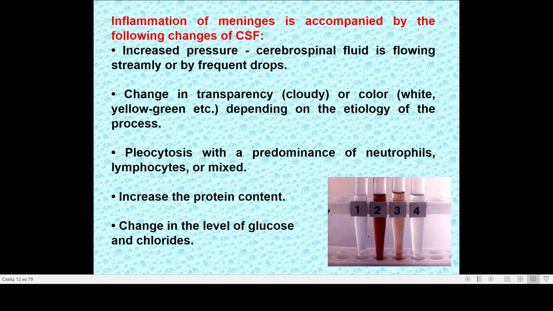Next, what is necessary to check? The level of proteins and chlorides. The level of proteins and chlorides gives you the answer whether inflammation is present or absent. And the last position, analysis of the cells that prevail in cerebrospinal fluid. This order of checking for cerebrospinal fluid analysis will give you fewer mistakes.